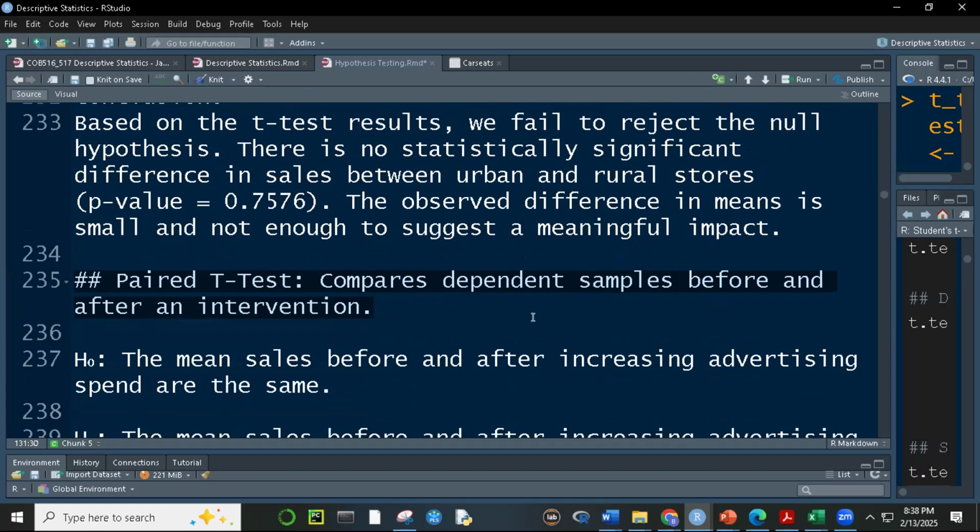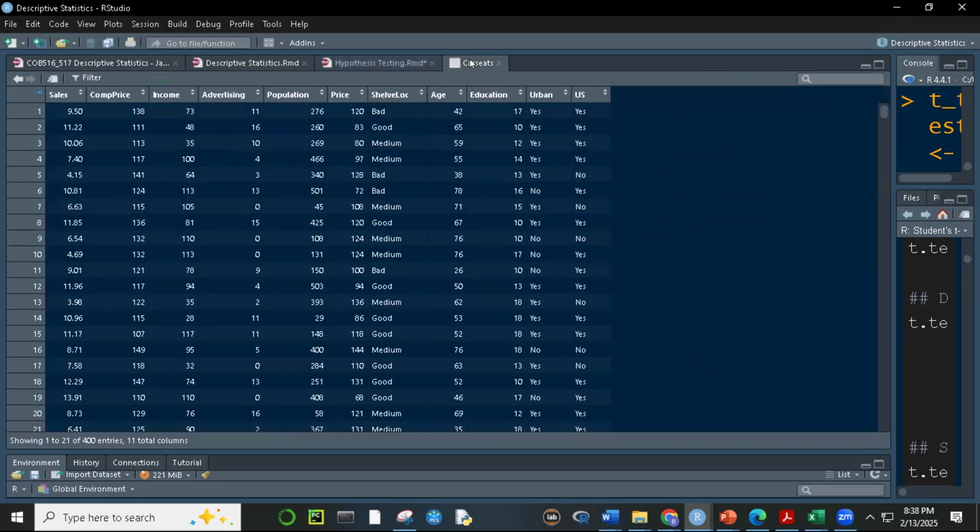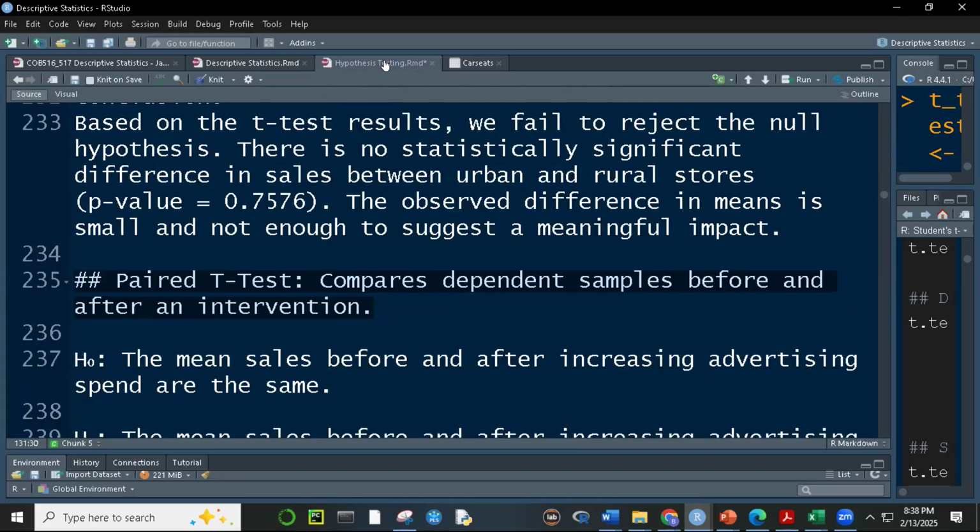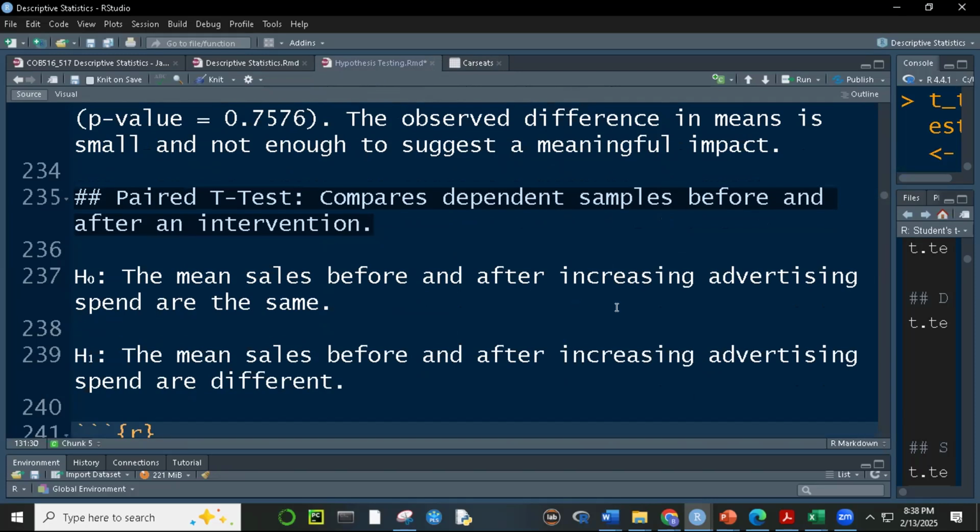So it compares. You have one sample before an intervention, and what happens to that sample after the intervention. So for our data, we're going to make certain assumptions that the mean sales before and after increasing advertising spend are the same.